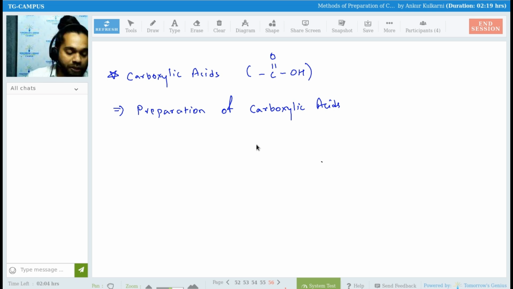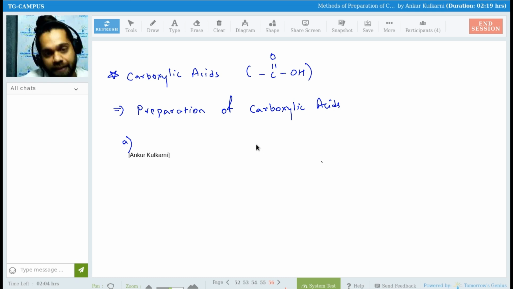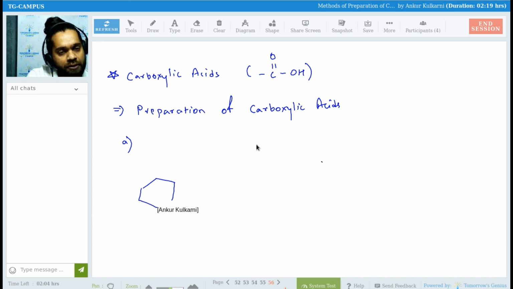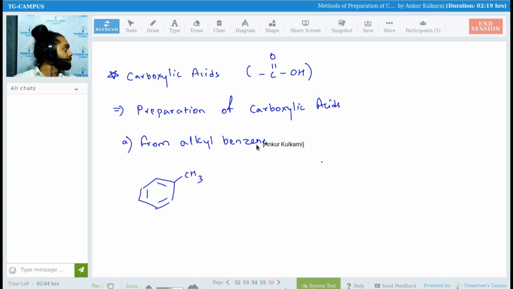Now we want to prepare carboxylic acid. First we are going to prepare it from alkyl benzene. Like for example this. What is the name of this? Toluene. Yes, correct. It is toluene.